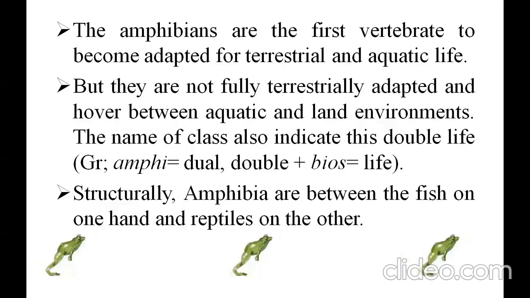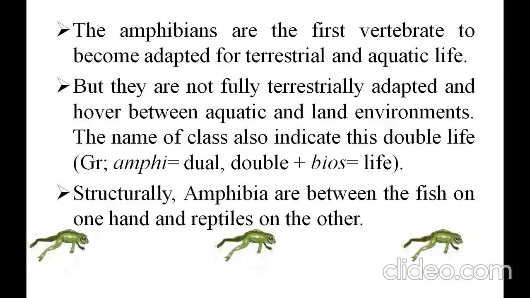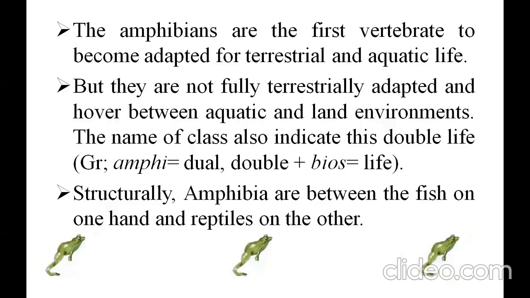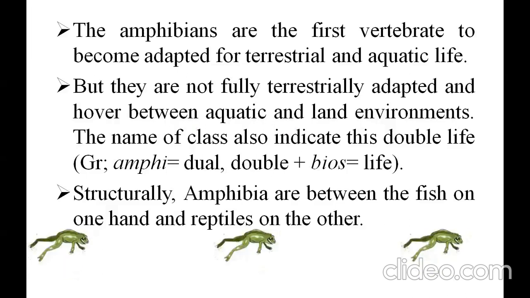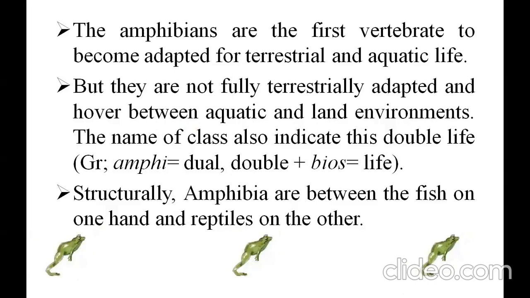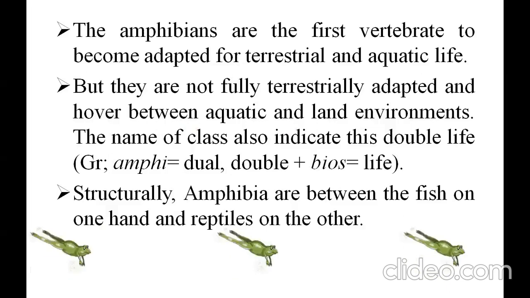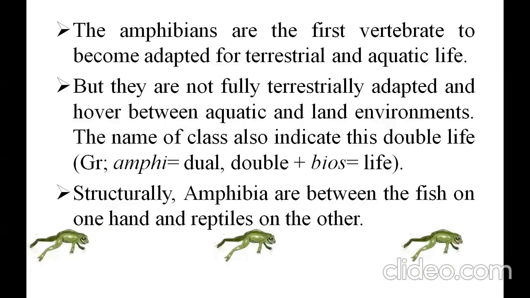Structurally, amphibians are between the fish on one hand and reptiles on the other. This says that the prior class is Pisces, and from the Pisces, the amphibia has evolved, and the next class is Reptilia, and from the amphibia, the reptile is going to evolve. So, this is the meaning of this.